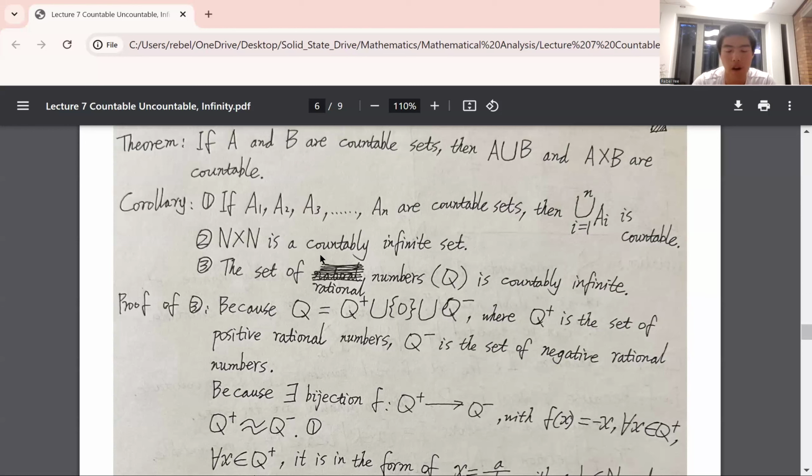And the third one is of very big interest: is the set of rational numbers countably infinite? Previously we said the integers are countable, which is a surprise because the integers have both positive and negative, so it seems they must be larger than the set of natural numbers. But we found out we can form a bijection between the integers and the natural numbers, which means the set of integers is the same size as the set of natural numbers, which is a very big result.